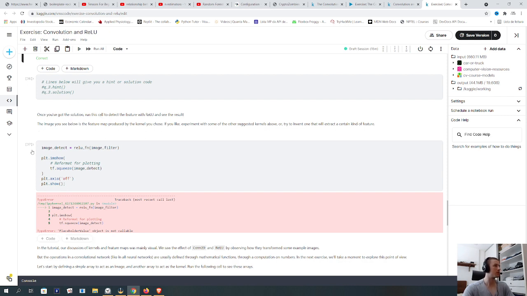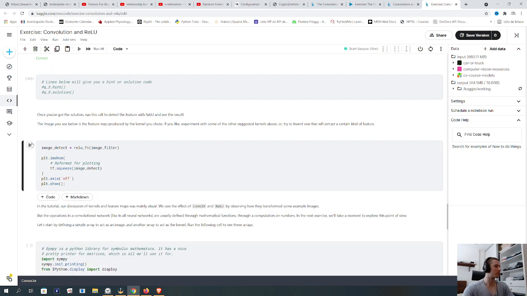The image you see below is the feature map produced by the kernel you chose. If you like, experiment with some of the other suggested kernels above, or try to invent one that will extract a certain kind of feature.